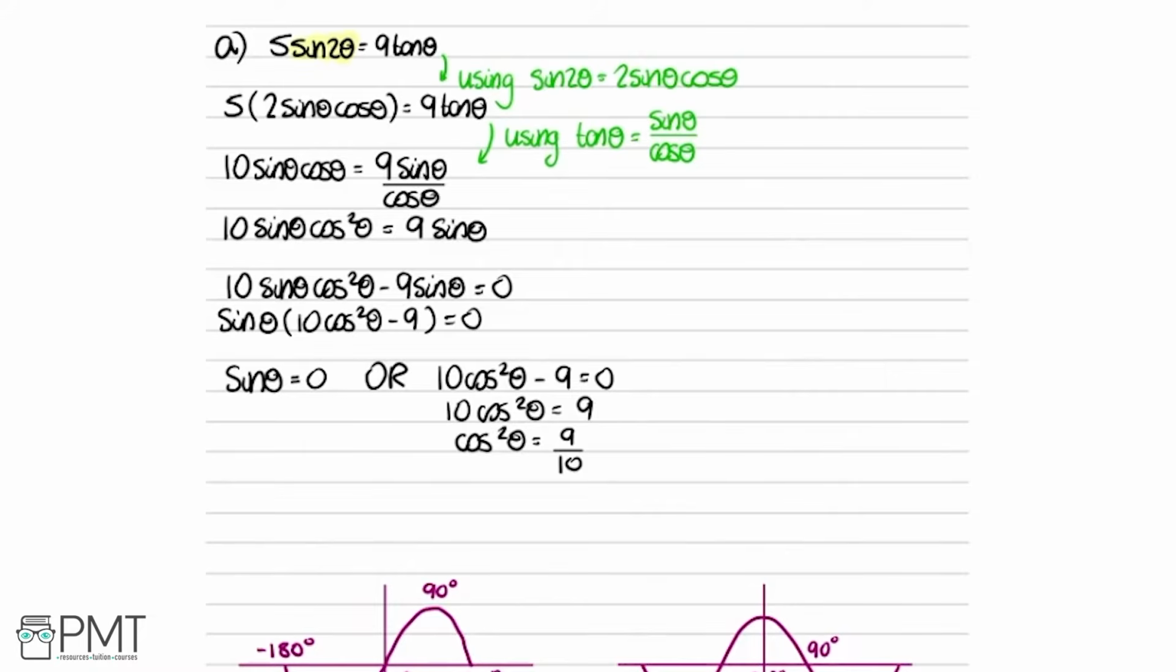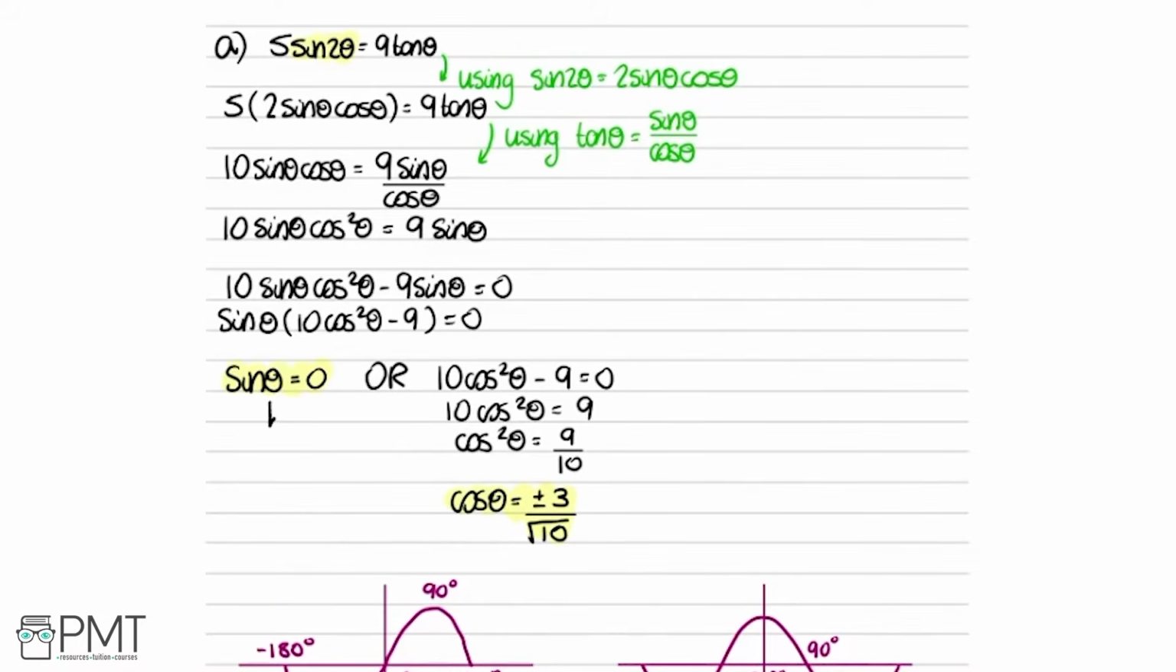So cos squared theta equals 9 over 10. And if we square root both sides, that leaves us with cos theta equals, and because we're square rooting it in an equation, we're left with plus or minus, and the square root of 9 is 3, so it's 3 over the square root of 10. Okay, so from the original equation, we've got both of these now, which are going to be much easier for us to solve.